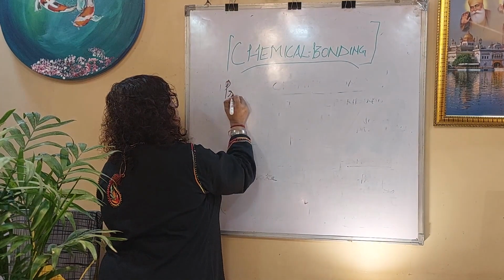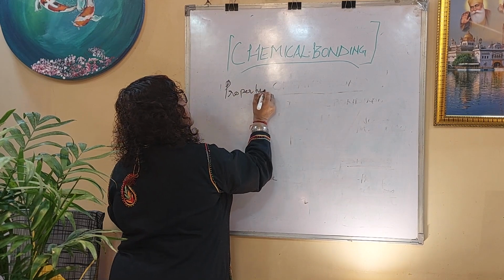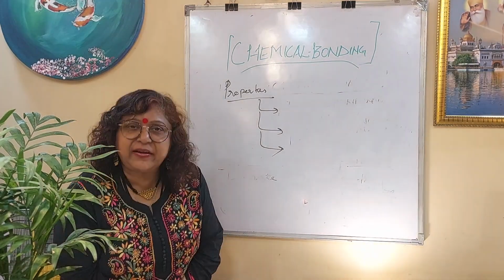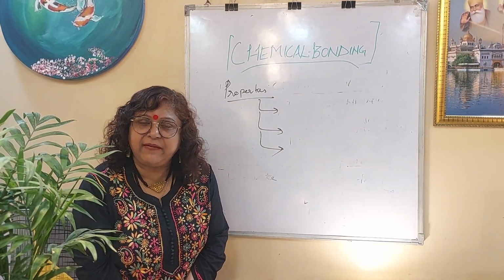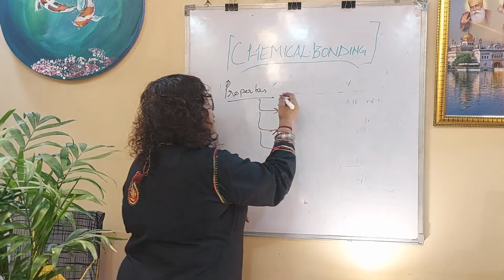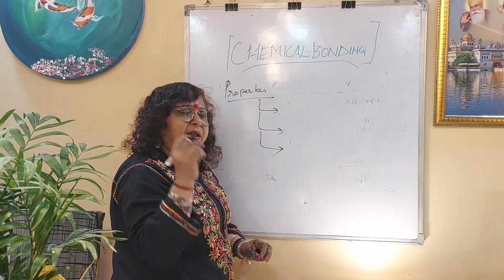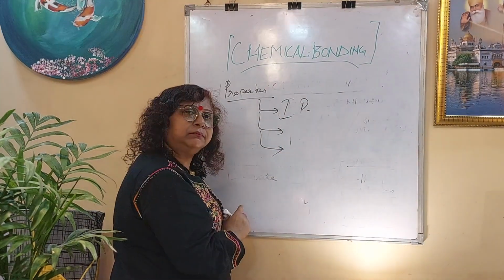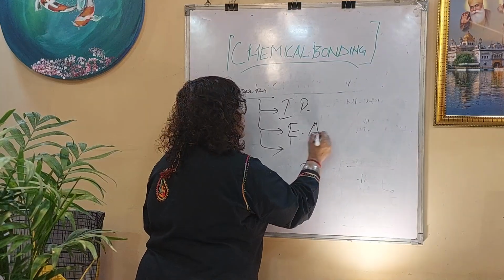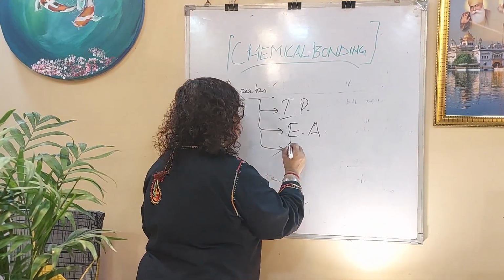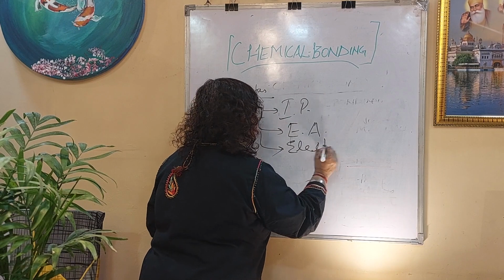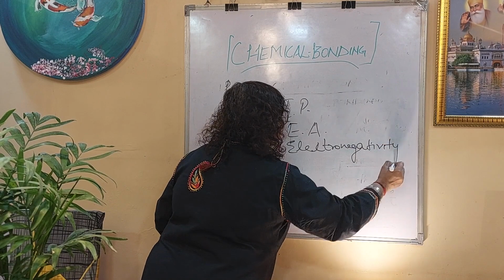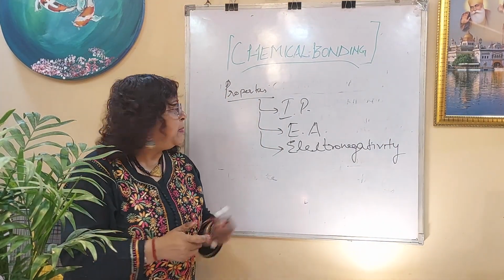The properties, I am just writing the keywords here. Now this also, the properties which affect the chemical bond formation. Now we are starting with ionic bond, but here the 3 important properties. Recap your previous knowledge. First is ionization potential. Next one is electron affinity. Third one is electronegativity.